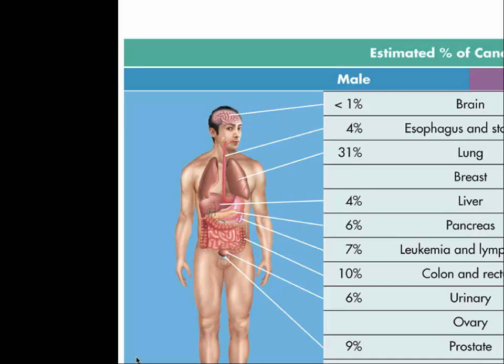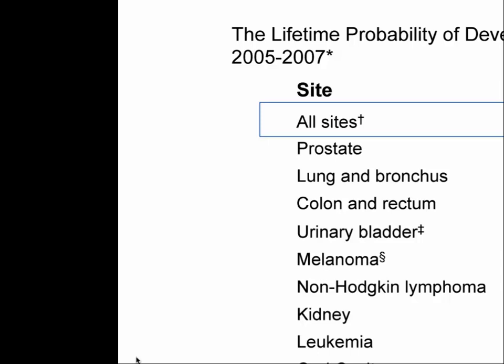Colon cancer is pretty prevalent. And let's see, leukemia, lymphoma, prostate cancer. And then 23 makes up other cancers. You have bladder cancer, skin cancer, oral cancer. There's a lot. Okay, so looking at men.